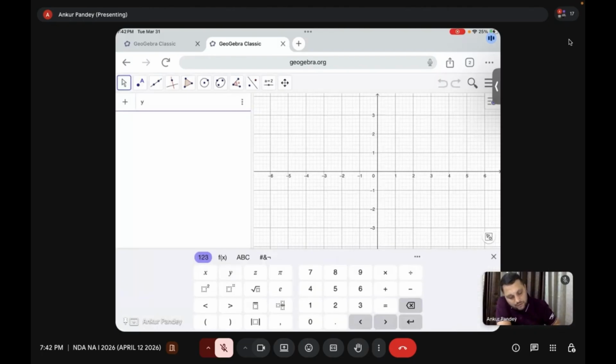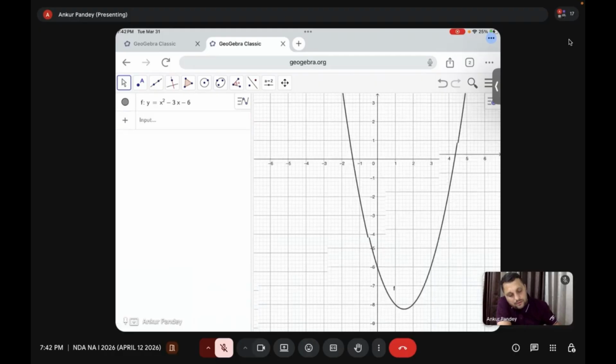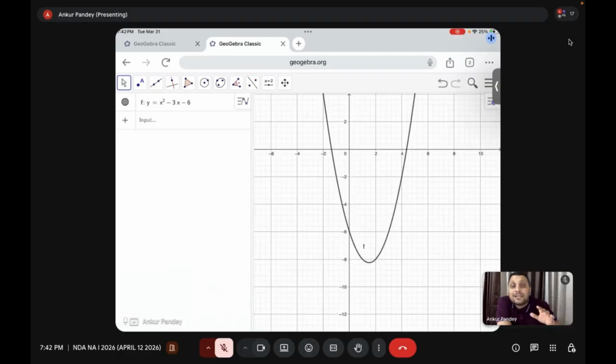So y equal to x square minus 3x minus 6. See, this function does not have a maxima. Maximum goes to infinity. Yes or no? But it has a minima. At what point?